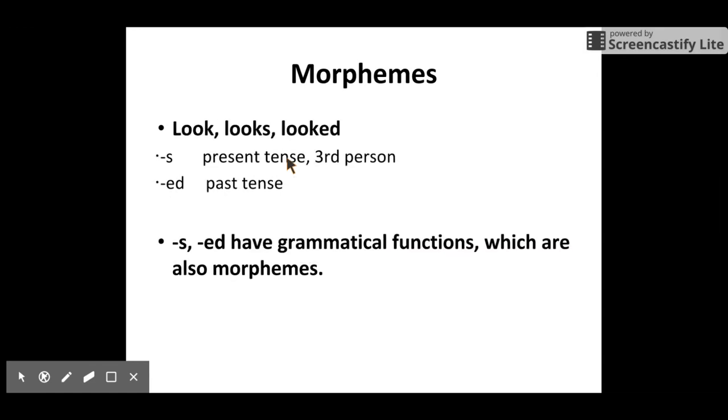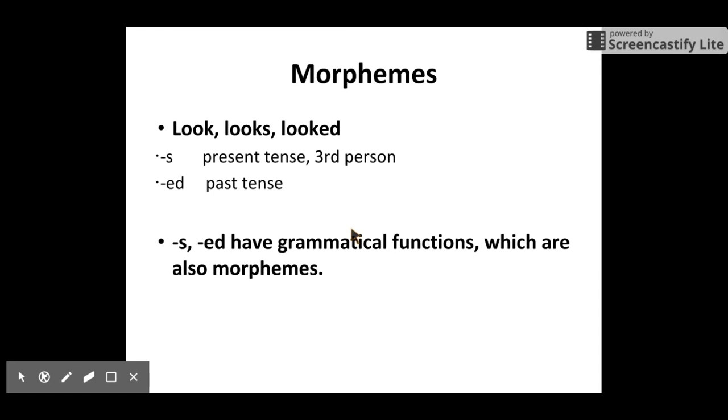Another example. So, for example, we have look, and we have looks, and we have looked. So obviously, looks has two parts, look and this s, right? So actually, you have two morphemes. There are two morphemes in this word. And what is the meaning of the s? This is a tricky question. Actually, it does not have a solid meaning. Instead, this s has a grammatical function. It represents present tense, third person.